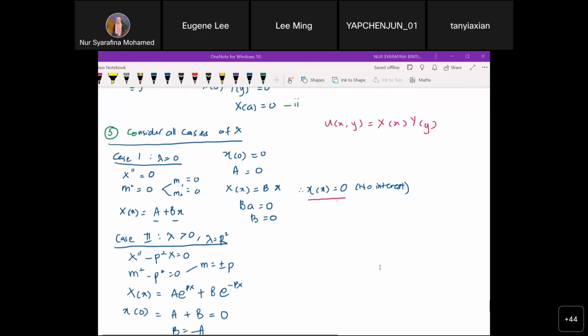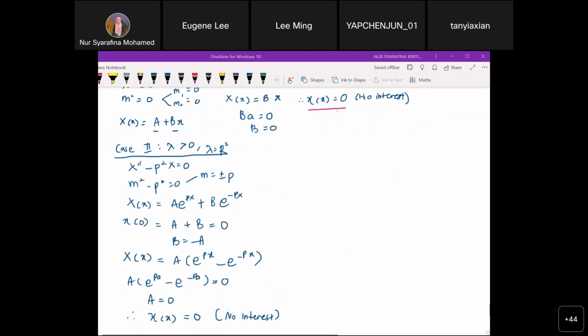Okay, next, proceed with the third case, which is lambda less than 0. So lambda is negative p squared. Now your ODE becomes x double prime plus p squared x equals 0. This will give you m squared plus p squared equals 0. Then your m is plus minus pi. So your x should be a cos px plus b sine px.